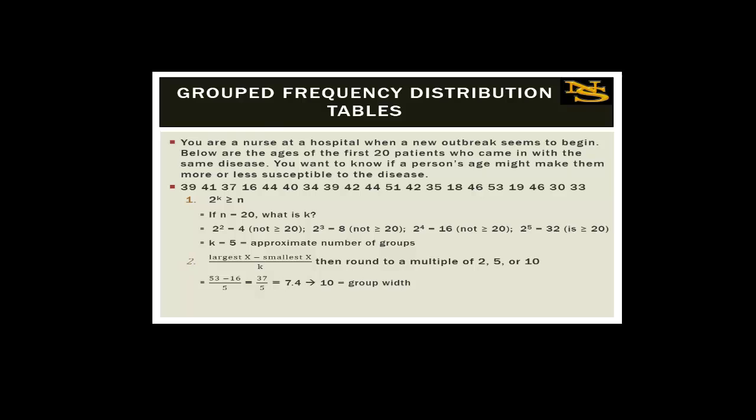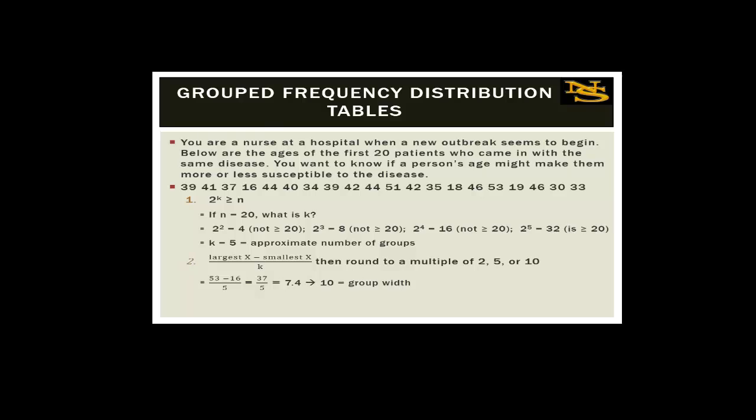Next step. If I'm going to have 5 groups, what does my group width need to be? Well, the largest value in my data set, the oldest person, is 53. The youngest person, or the smallest score in my data set, is 16. So I take my largest minus my smallest, 53 minus 16, which gives me 37, and divide it by that k I just found, 5. That gives me 7.4.